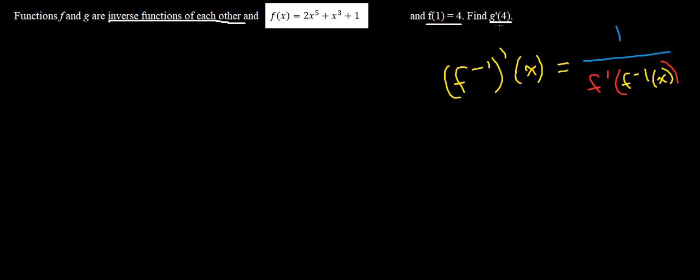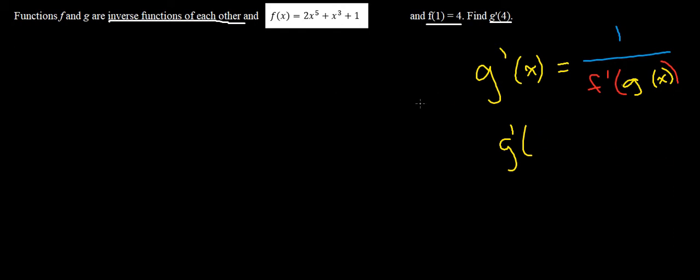We're asked to find g prime of 4. In this rule, everywhere we see f inverse, we can replace it with g, and we can call the derivative g prime of x. So we're finding that g prime of x equals 1 over f prime of g of x.